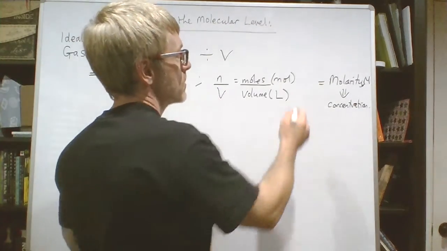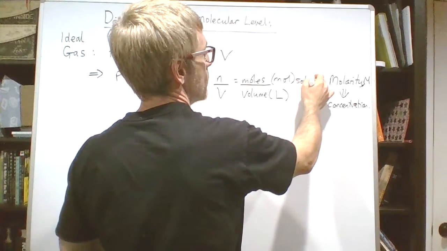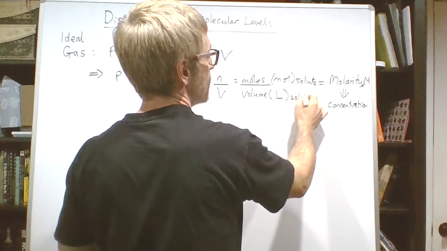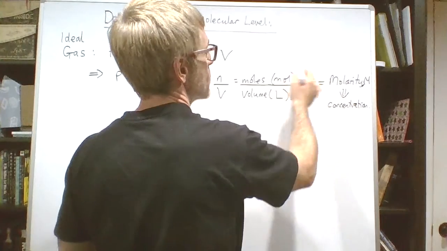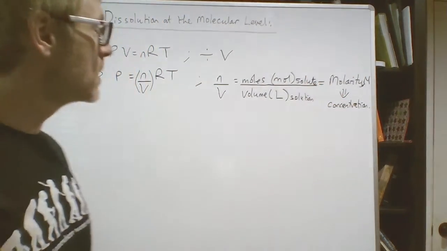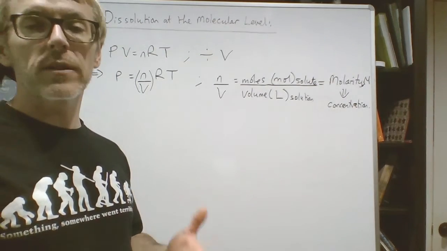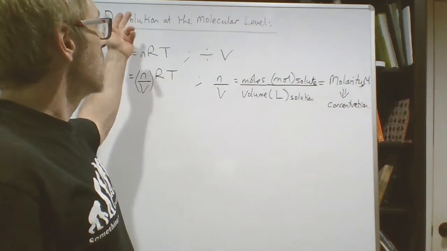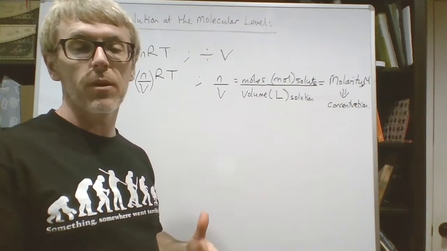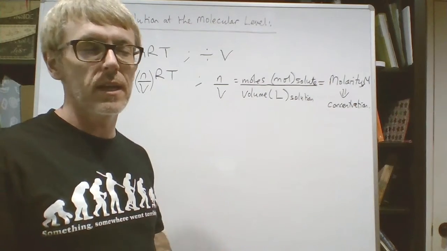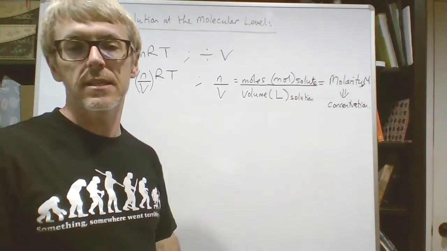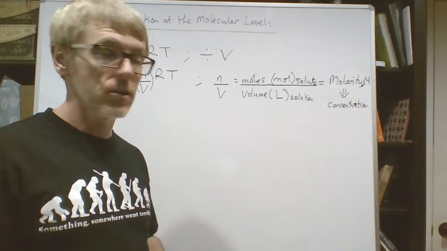So moles of what? Moles of solute. Volume of what? Volume of solution. So as long as we're talking about those things, then we have molarity, and molarity is concentration. So this is a way that we can quantify the dissolution process. We know how the dissolution process happens at an early introductory level. We can now quantify to what extent the dissolution process has occurred.